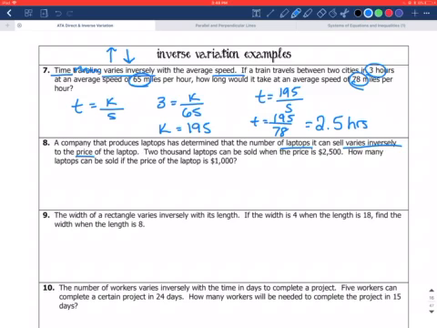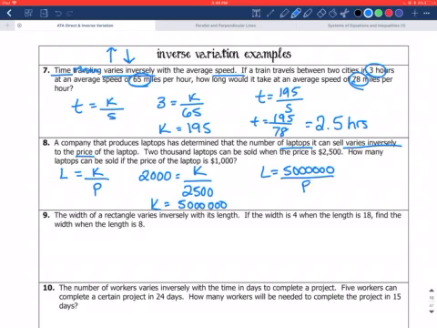So the number of laptops, we'll call it L, varies inversely with the price. So 2,000 laptops are sold when the price is $2,500. So for our K there, that will be 5 million. And then we will plug that back into our original equation without plugging in anything. And now we'll look at that final question.